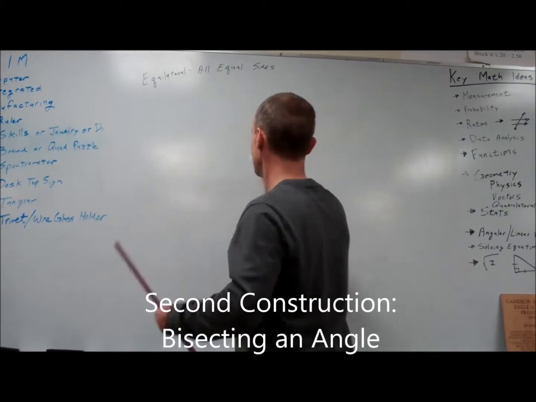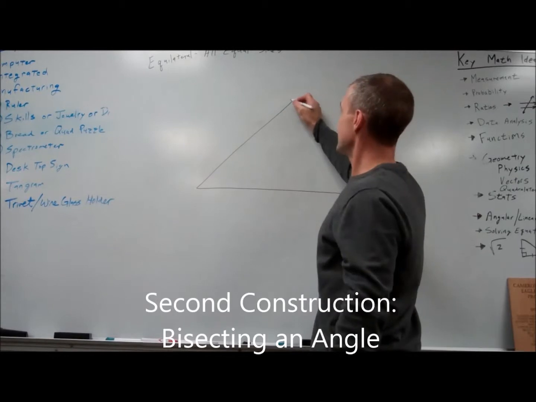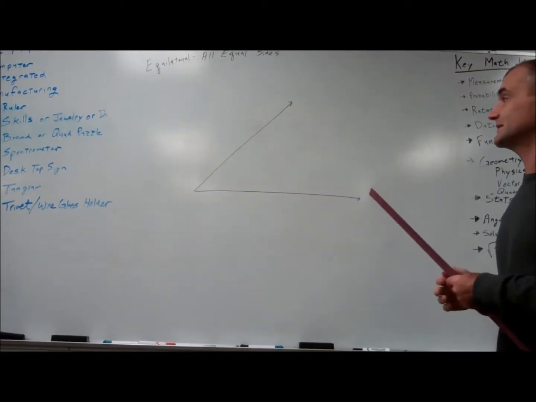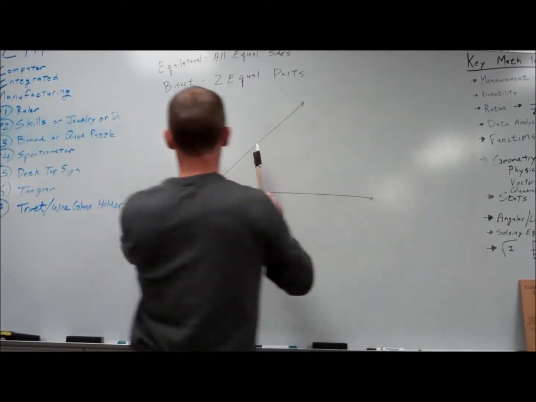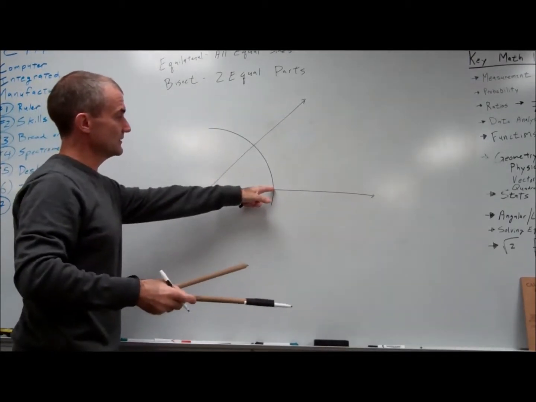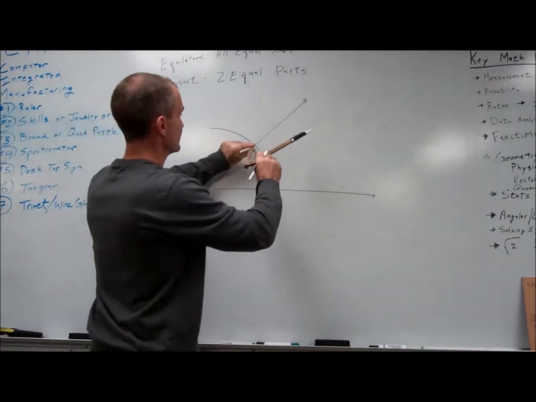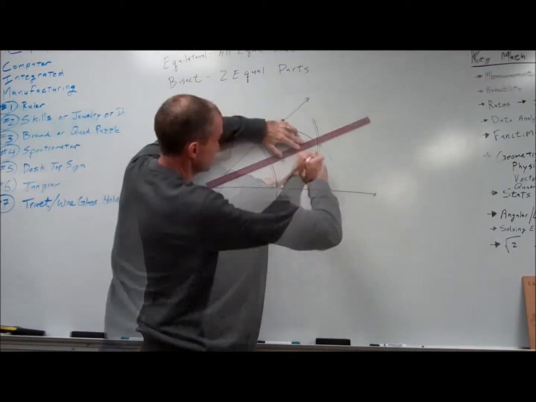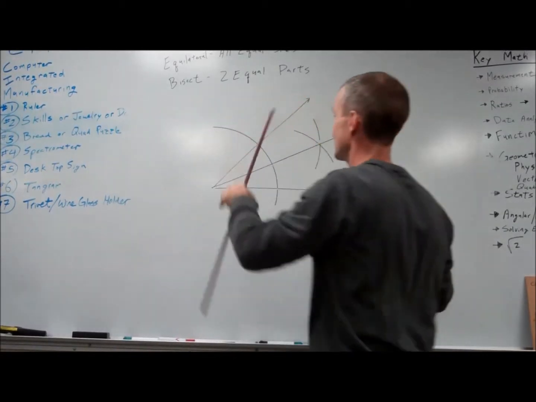So if you have a given angle, whatever the measure is, rather than having to set up all your tools to find the measure of an angle, you could actually bisect it, which means cut it in two equal parts. Use my compass, create an arc across that angle. That gives me two points equidistant from the vertex. And then I create another set of arcs from those points of intersection. Connect those points. And that's how I bisect an angle.